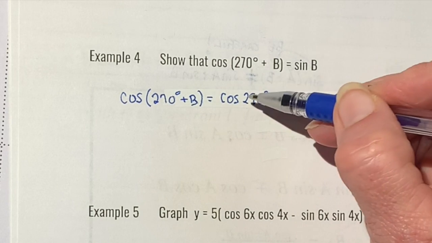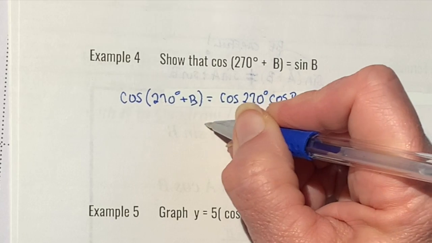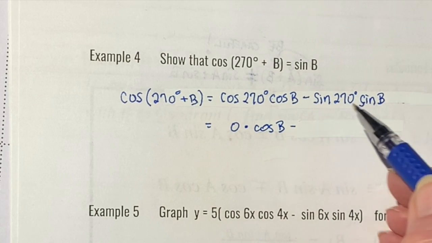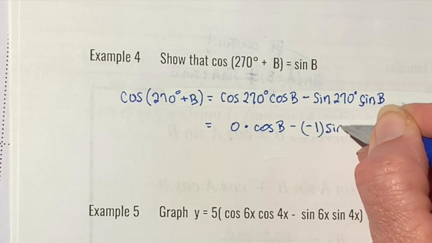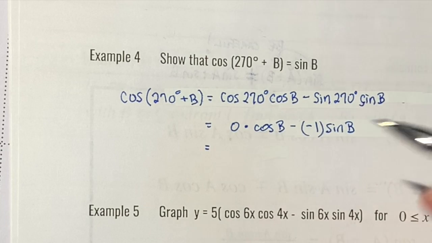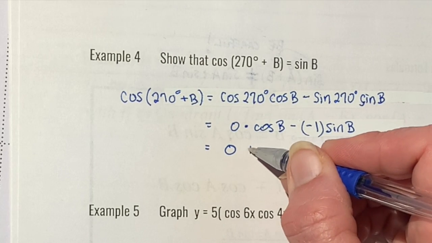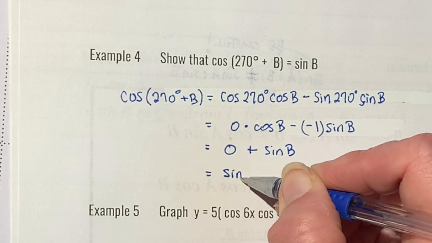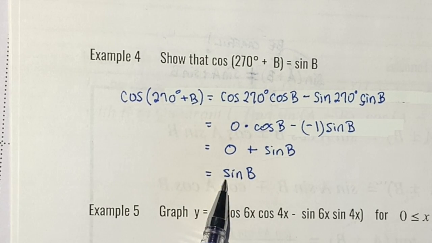Okay, I went ahead and sketched 270 on the unit circle: 0, negative 1. So cosine is 0, sine is negative 1. So cosine of 270 is 0 times the cosine of B. Sine of 270 is negative 1 times the sine of B. Then just simplify. 0 times anything is 0, minus a negative 1 times sine B, so it would be plus sine B. And 0 plus sine B equals sine B. So I proved that the cosine of 270 degrees plus some angle B is equivalent to the sine of that angle B.